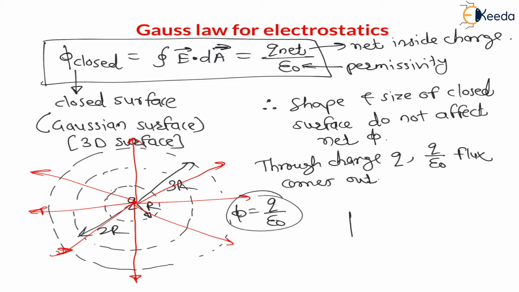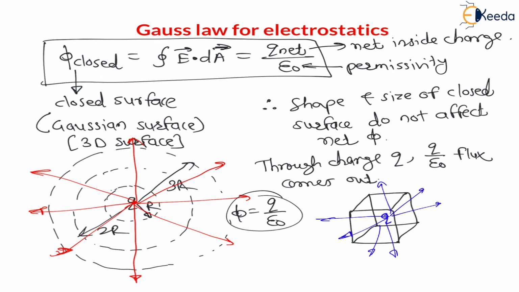Let us say I have a cube like this. I will consider a cube like this. And my dear students, the charge is kept at the center of the cube. Don't consider it on the surface. It is at the center of the cube. Now through this cube, in all possible directions, the flux will come outside, right?